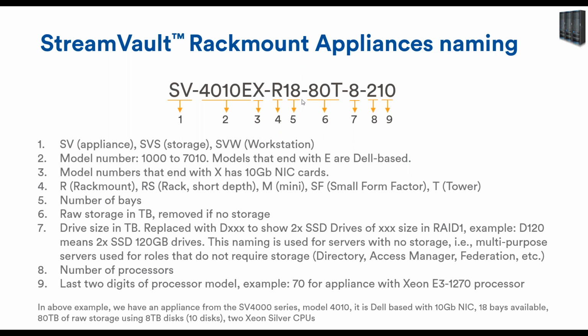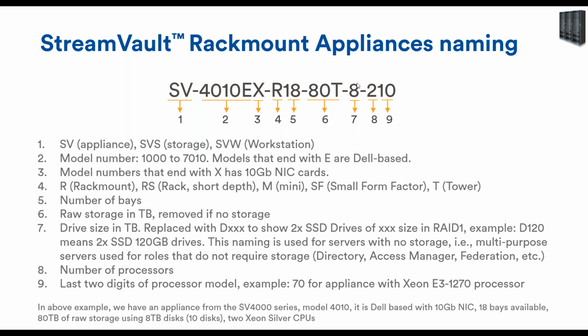As we can see, the next number is the number of bays. So in this example, we have up to 18 drives that can be put in that server. Next is the raw storage. So this will be the raw storage of the appliance. One of the things to consider is on a server, you can have RAID 5, RAID 6, or RAID 10, and this will change the amount of usable storage that you're going to see in your system.